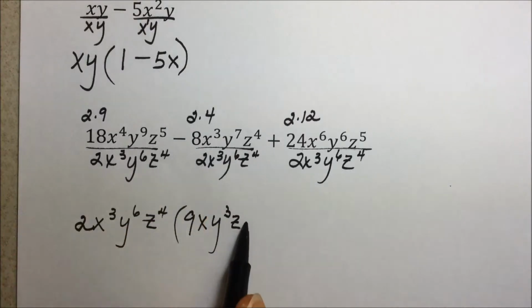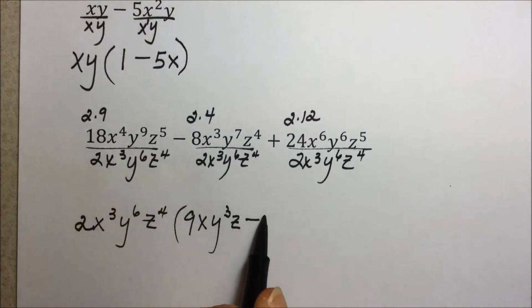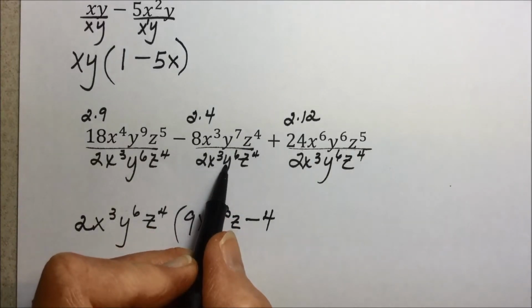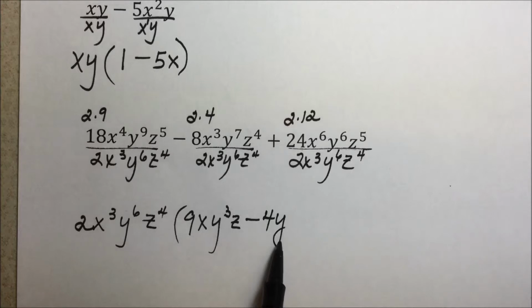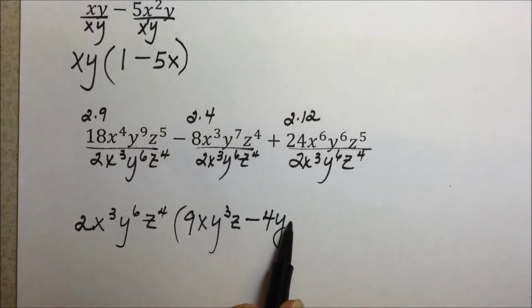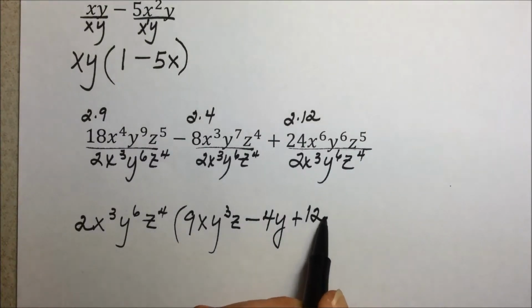A negative divided by a positive is negative. 8 divided by 2 is 4. The x to the thirds cancel out. Y to the 7th over y to the 6th leaves a y, and the z to the 4th cancel out, leaving a 1. Next, we have a positive 24 divided by 2 is 12.